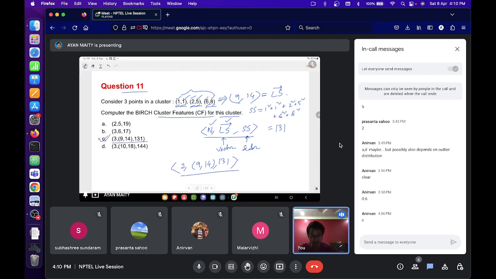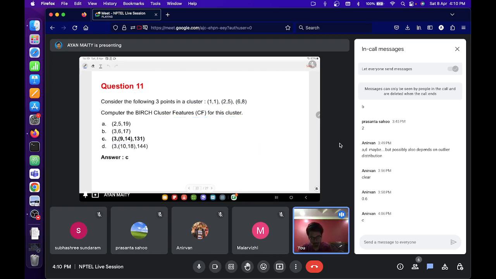Option C is the correct answer. So this is how you have to calculate it. Option C.